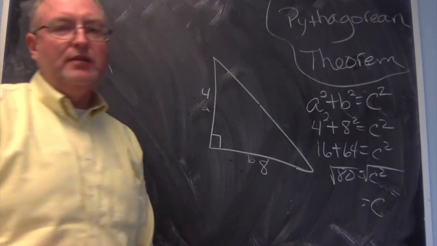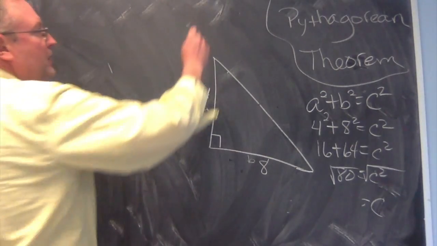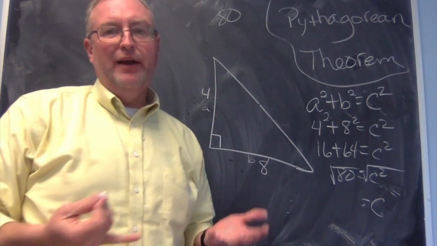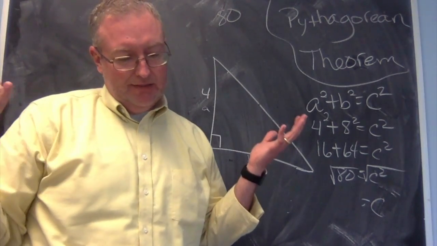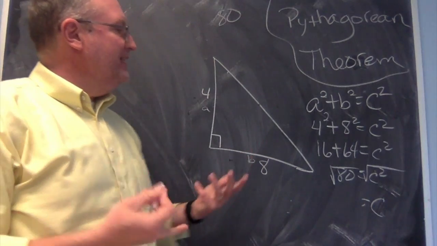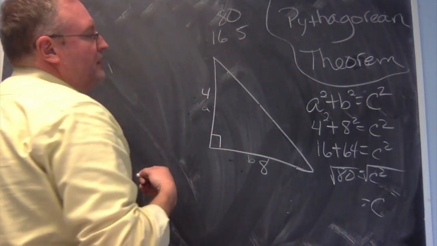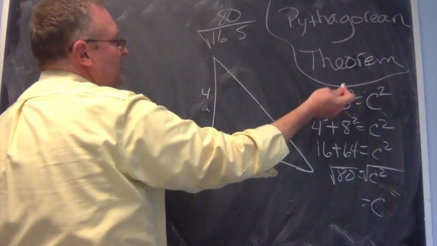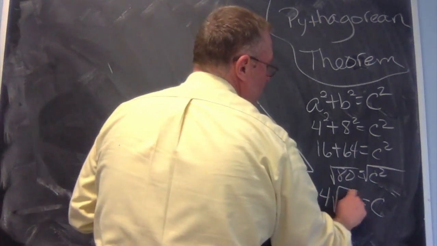What's the square root of 80? Well, there is no perfect square root of 80, so we think of a perfect square that would go into it. I'll just cheat and look down here. See, found it. 16 times 5 equals 80. The perfect square root of 16 is 4. So I have the square root of 16 times 5, and so I have 4, that's the square root of 16.